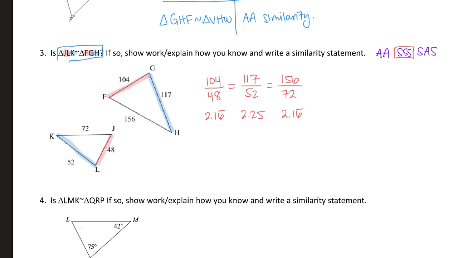All right, so when I put those in my calculator, 104 over 48 is 2.16 repeating, 117 over 52 is 2.25, and 156 over 72 is 2.16. So even though these two pairs of sides have the same scale factor, this one does not. So these are not equal, which means we do not have proportional sides, so we would say not similar because the sides are not proportional.